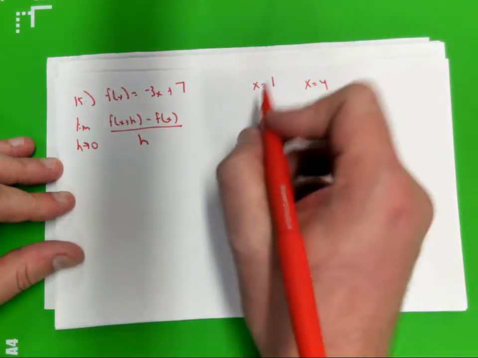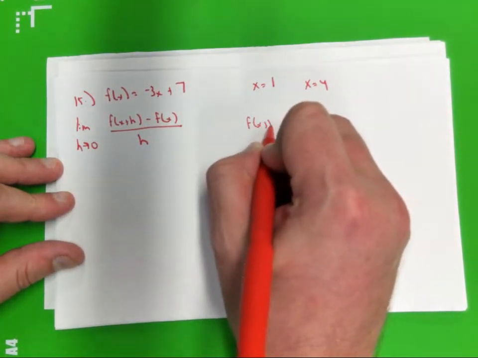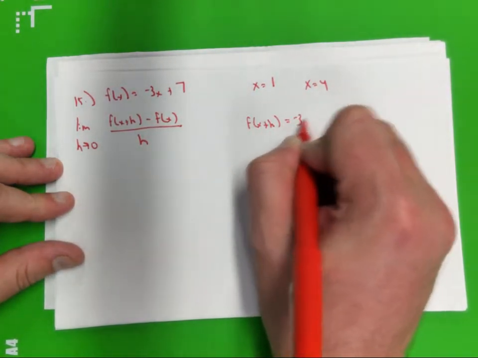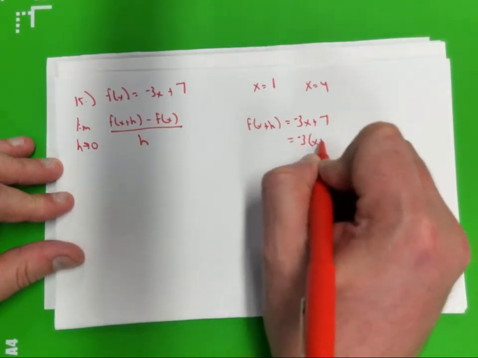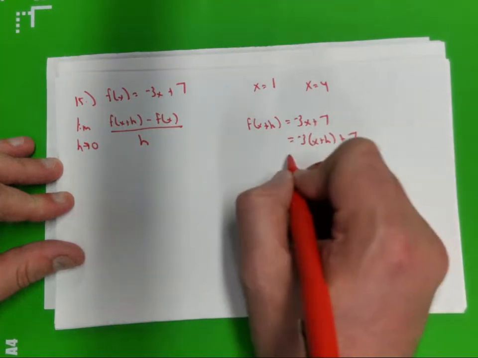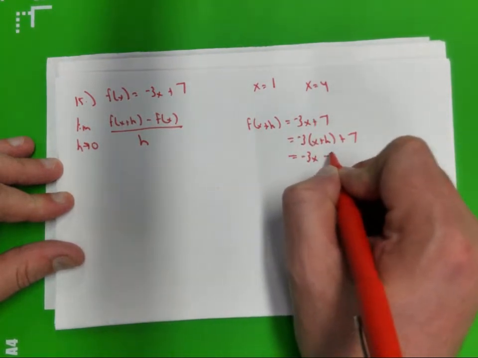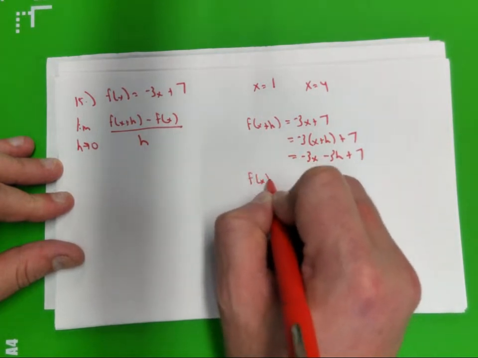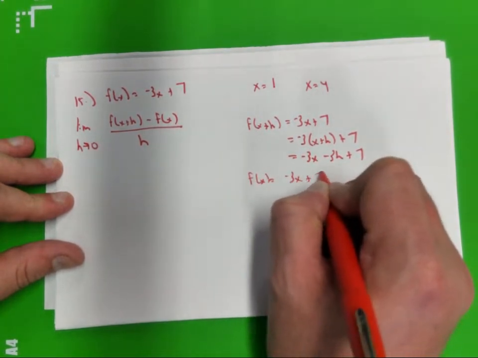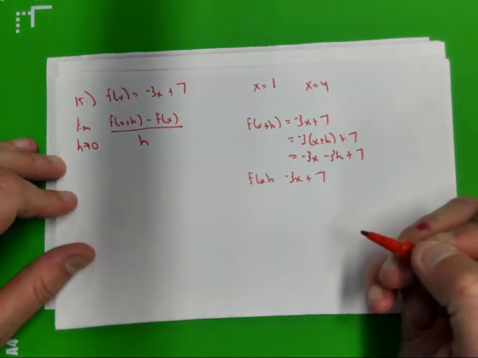Alright, I need to find the f of x plus h first. Plug that in for my x: negative 3 times x plus h plus 7. That gives me negative 3x minus 3h plus 7. Find f of x. Plug x in. Doesn't change it.